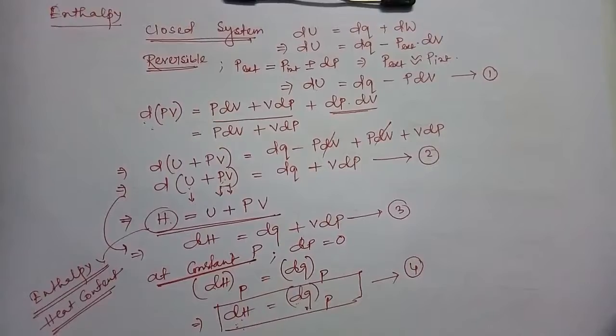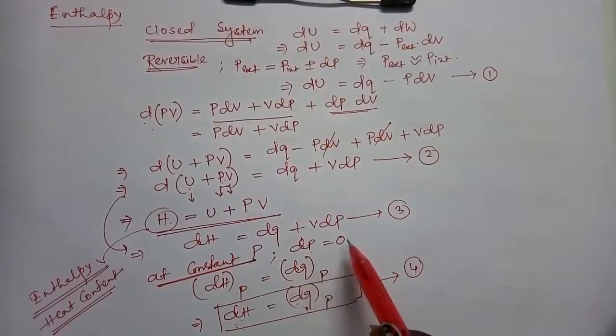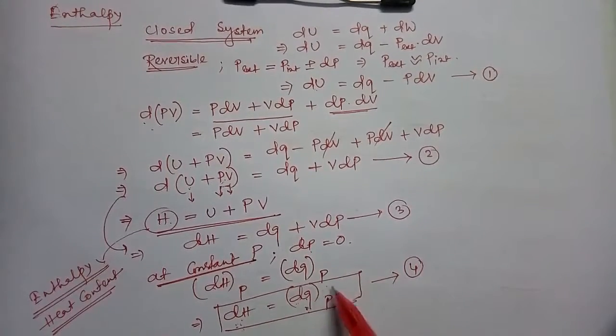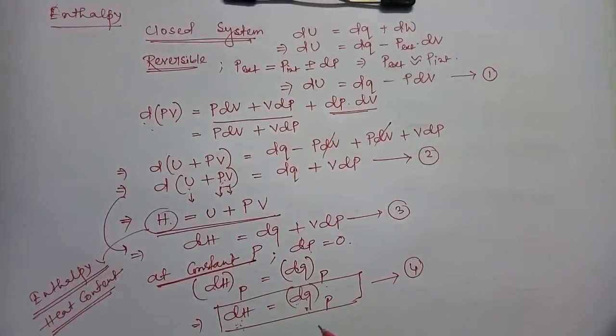That means if someone asks you under which condition dq becomes a perfect differential, or under which condition heat change will be a state function, then you can say that at constant pressure dP equals 0, so dH equals dq at constant pressure. So under this condition dq at constant pressure is a perfect differential, and that is why q is a state function.